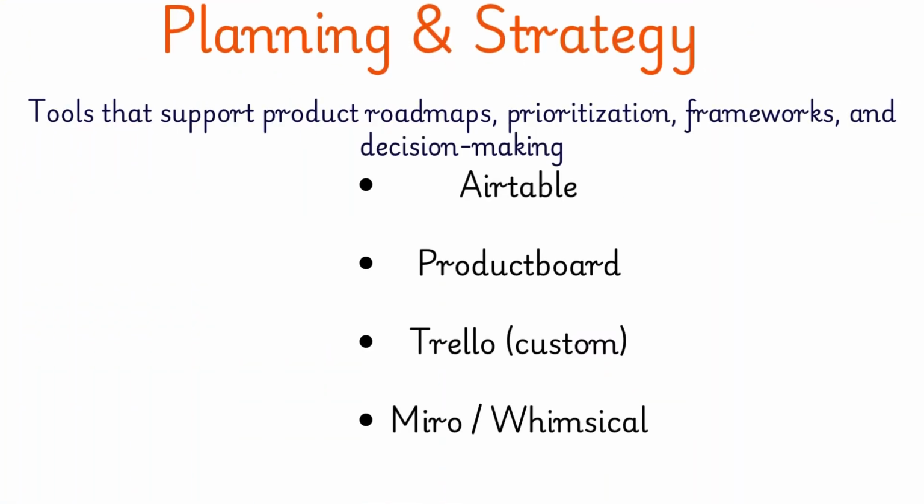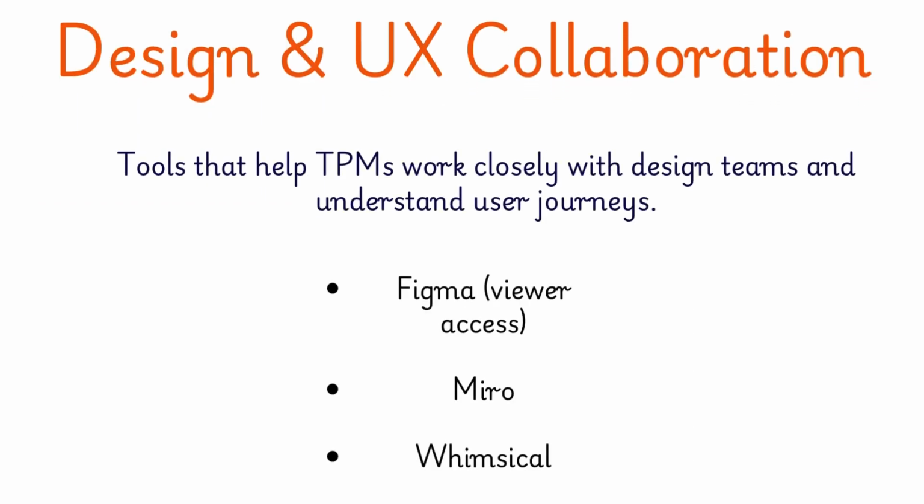We also have planning and strategy. These are tools that support product roadmaps, prioritization, frameworks, and decision making. Under this, we have Airtable, Product Board, Trello, Miro. For me, my favorite of all the planning and strategy tools is Miro. Miro has helped me to draw visual boards, to sketch my visual prioritization grids, and also to highlight maps and sketch maps for collaboration.